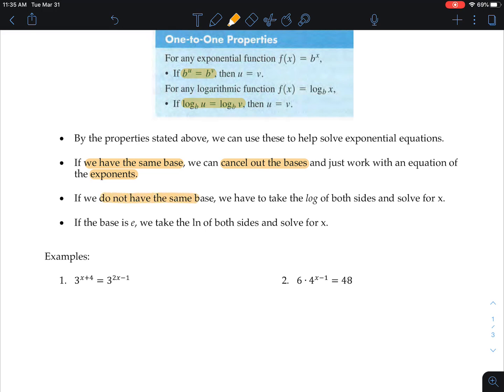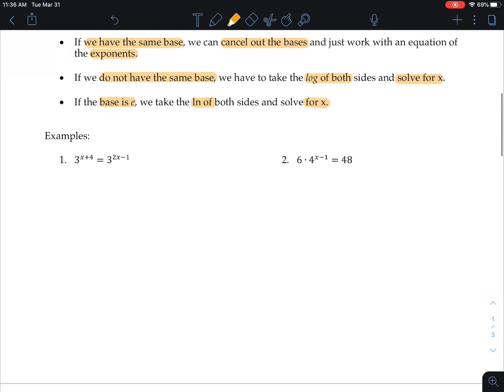If we do not have the same base, we have to take the log of both sides and then solve for x. Remember, you want the base to be what the base of the log is. If we have base e, we use ln and then solve for x. Right, so kind of the same idea. The log base, you want to match the base of the exponent, and that's why we use ln with e.